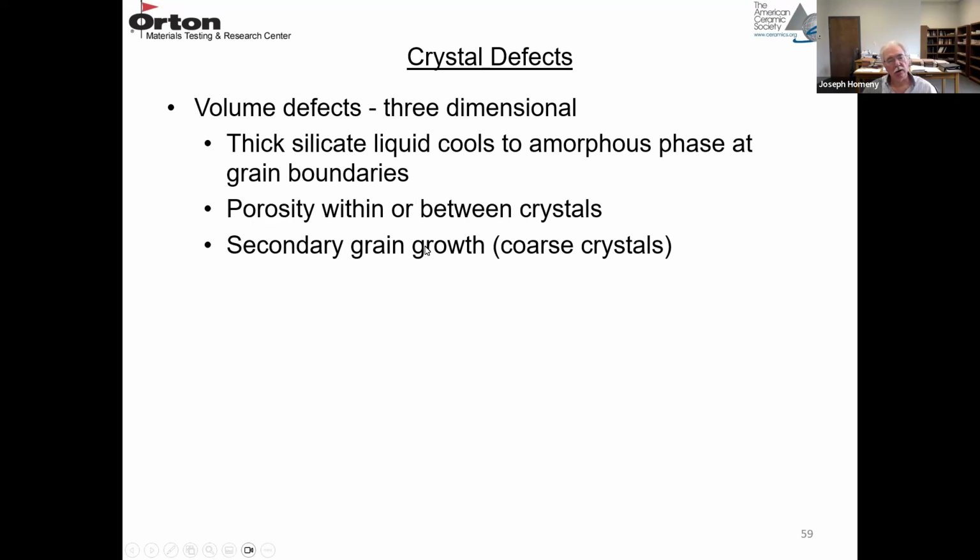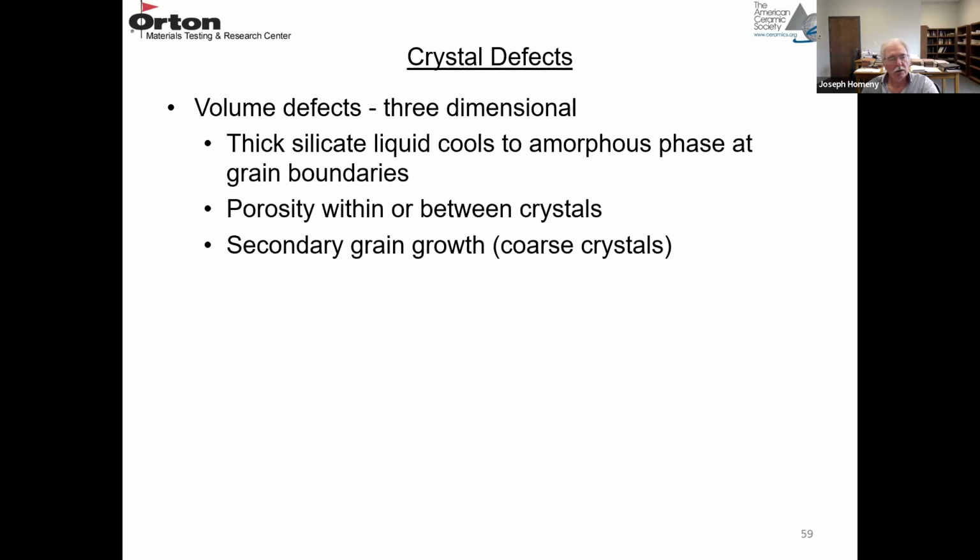And you can also have secondary or exaggerated grain growth. This is the case where a single crystal, or multiple crystals in a polycrystalline material, grow to a very large size. It's called exaggerated grain growth. So you'll have a very large crystal in a polycrystalline structure, and that crystal will affect properties such as strength. A large crystal would lower the strength, but it would improve the creep resistance. So these are different types of three-dimensional defects.